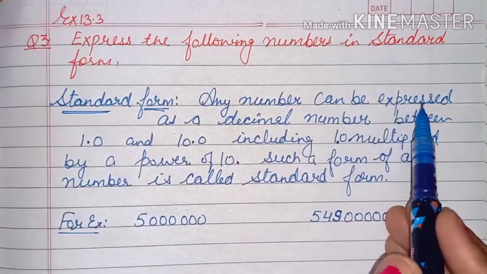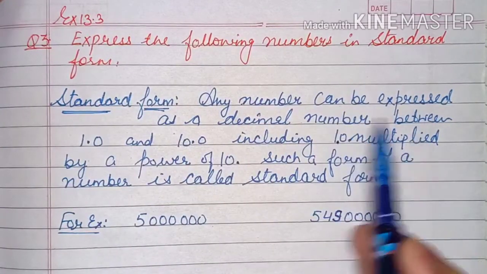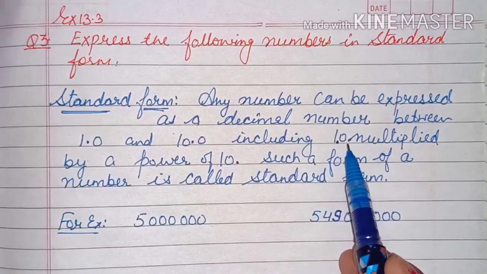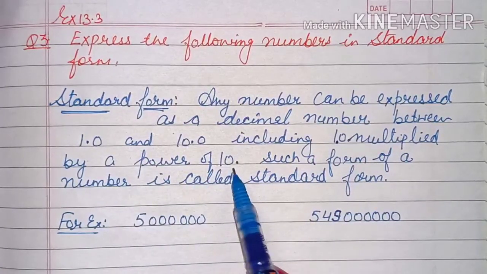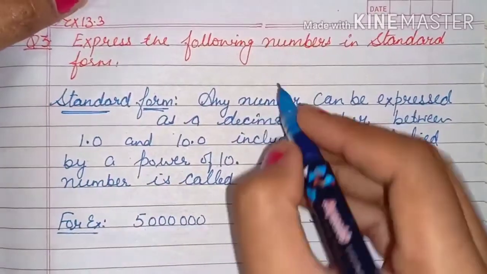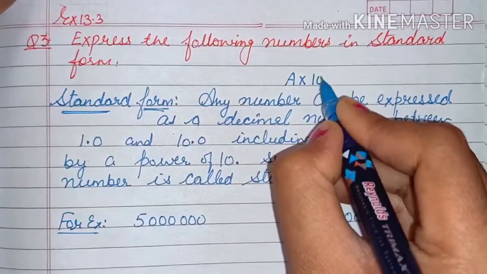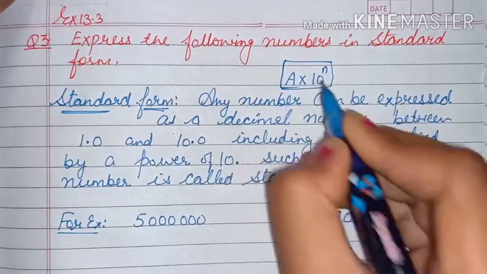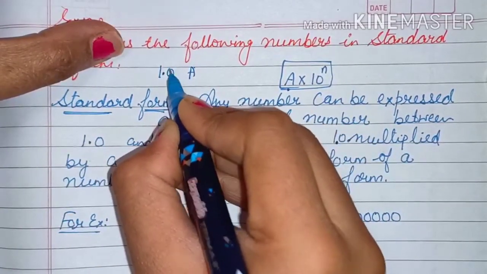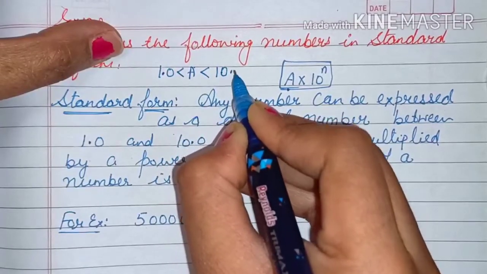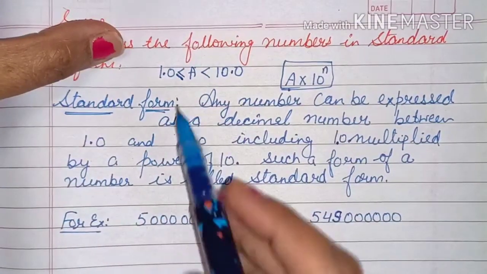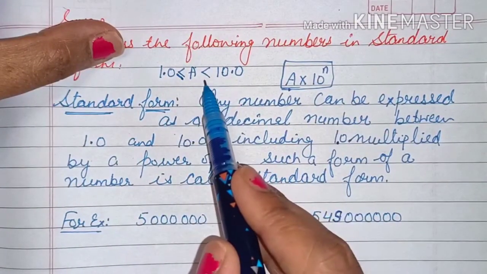Any number can be expressed as a decimal number between 1.0 and 10.0, including 1.0, multiplied by a power of 10. Such a form of a number is called standard form. So in the standard form, we write it like this: a into 10 raised to power n. This is the standard form, where a lies between 1.0 and 10.0, and including 1.0, that means it can be equal to 1. It must be greater than or equal to 1 but less than 10.